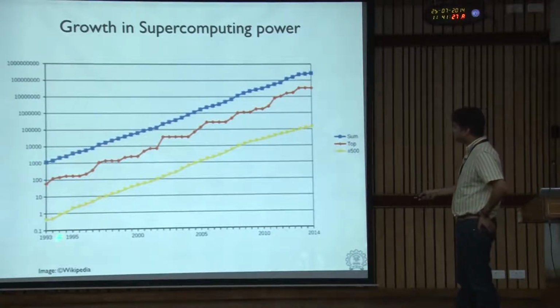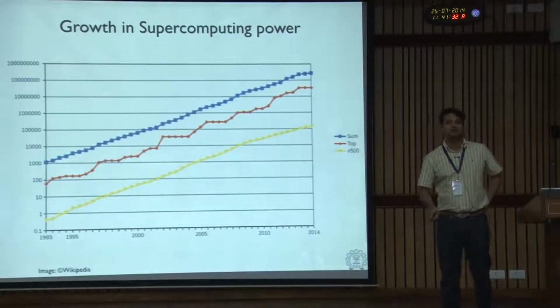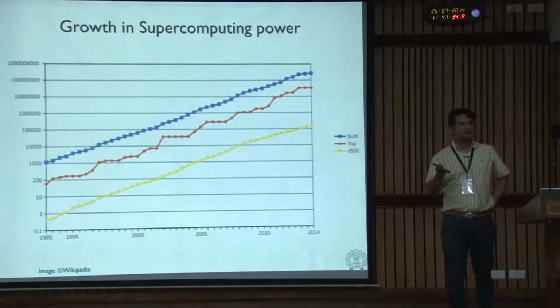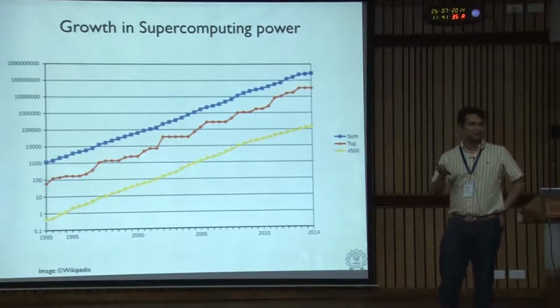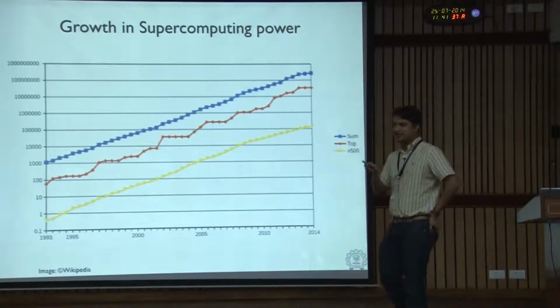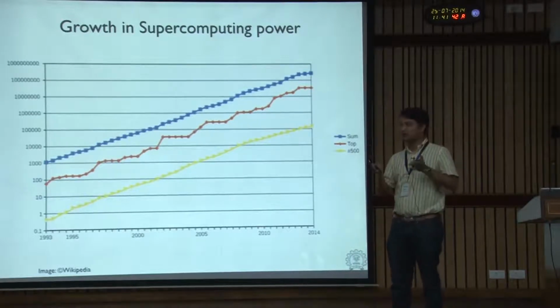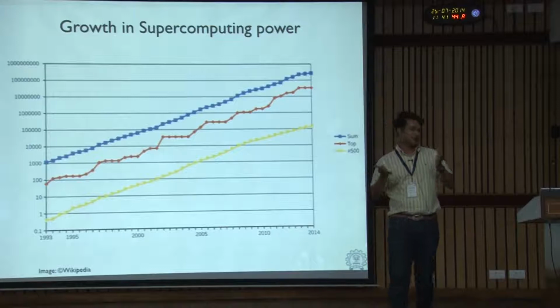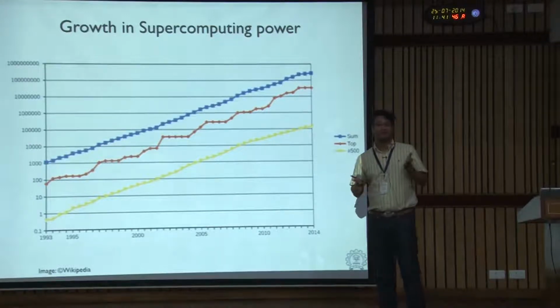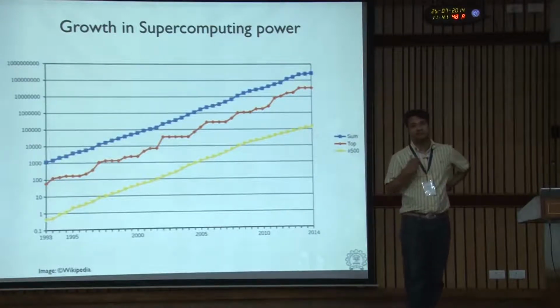And you can notice back in 1993, this was about 1 teraflop. Today, your desktop computers can do 1 teraflop. So the computing power that you have in your hand today exceeds the sum total of the top 500 supercomputers just about 20 years ago. So it's a phenomenal amount of compute power that we have today.